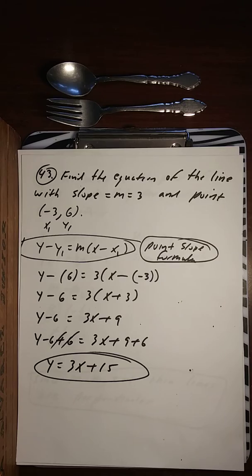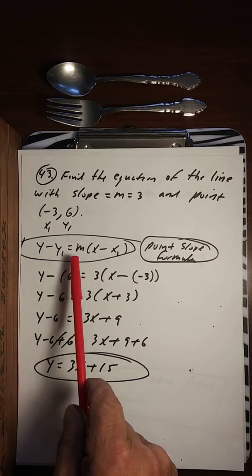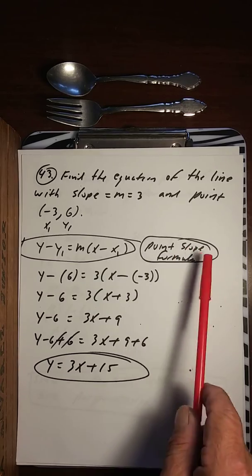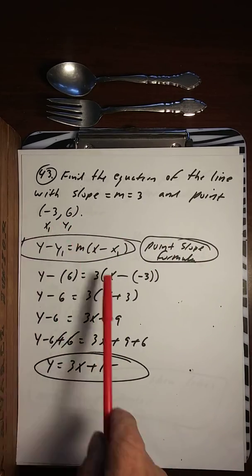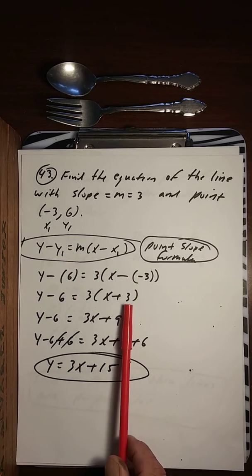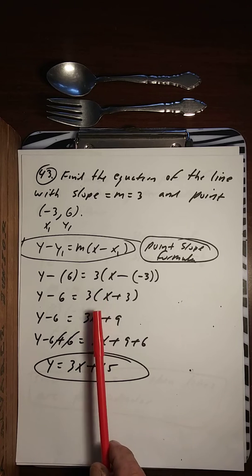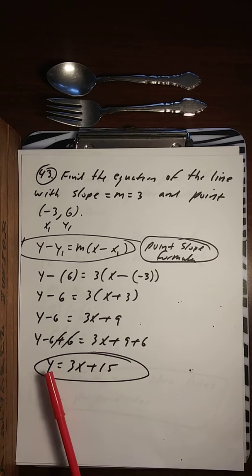Find the equation of the line with slope 3 and point (-2, 6). y minus y1 equals m times x minus x1. That's the point-slope formula. Put the numbers in there for y1, for m, and for x1. So you have negative, negative is a positive. So this is going to be 3 times x, 3x, and 3 times that, 9. So now you add 6, so y equals what? 3x plus 15.